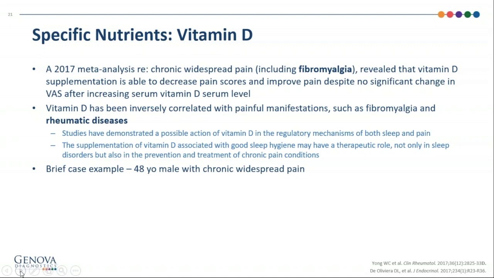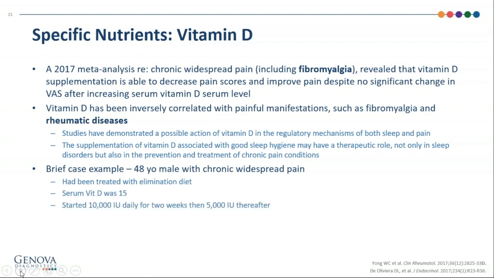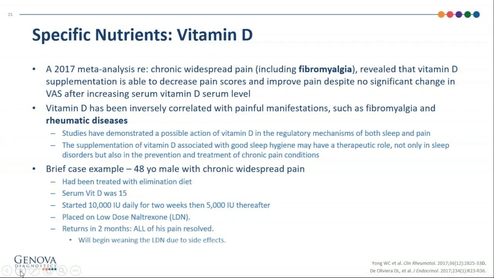This is just a brief case example that I had of a patient who was a 48-year-old male, who was now disabled, unable to really do much of anything, had chronic widespread pain. And when we tested him, he had a vitamin D level of 15. So we started him on a high dose initially and then a maintenance dose thereafter. We also placed him on low dose naltrexone. When he came back to me in 2 months, literally all of his pain resolved. The only thing he complained about was the LDN and the side effects.